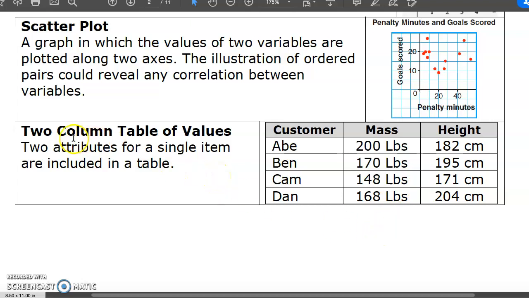So 2-column table of values, 2 attributes for a single item are included in the table. You can see for each customer, we've asked their mass and their height. So 2 questions were required to get the information for each of these values. And there would be 1, 2, 3, 4 points so far if you wish to visually represent this on a scatter plot.